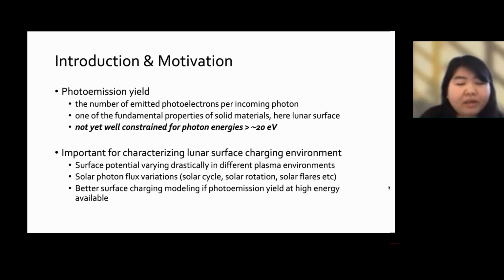The high energy tail of the photoelectron distribution can be important as the surface potential varies drastically in different plasma environments, and also when the solar photon flux changes, for example during solar flares, which will enhance the high energy contribution too. So to better characterize the surface charging, we need a better constraint on the photoemission yield at high energies. So that's the motivation.